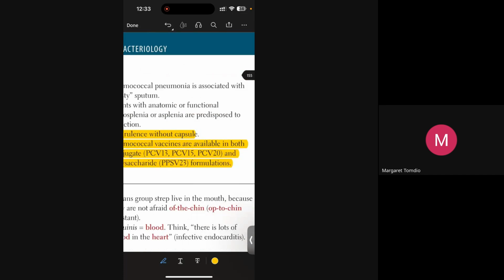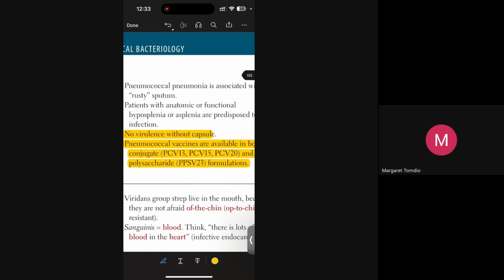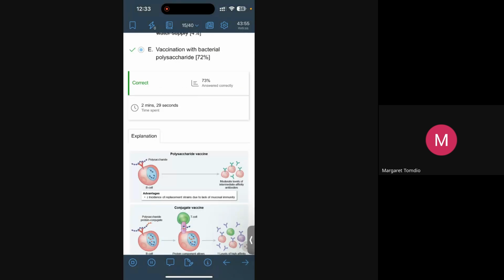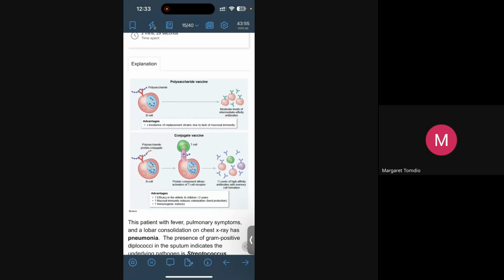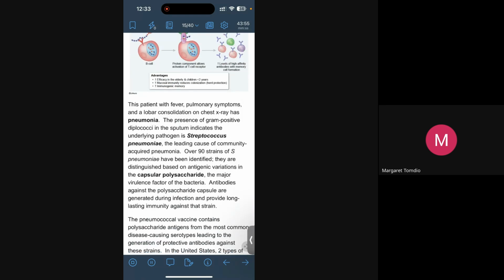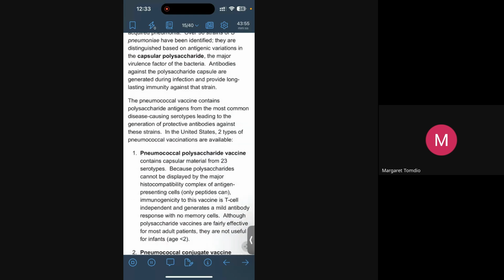Pneumococcal vaccines are available in both conjugate and polysaccharide formulations. We use the polysaccharide within the capsule to develop immunity in the patient. Okay, pneumococcal vaccines, E will be the right answer. Conjugate vaccines and polysaccharide vaccines. These are the conjugate. Polysaccharide. Okay.